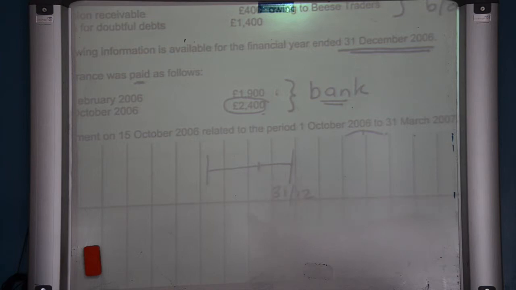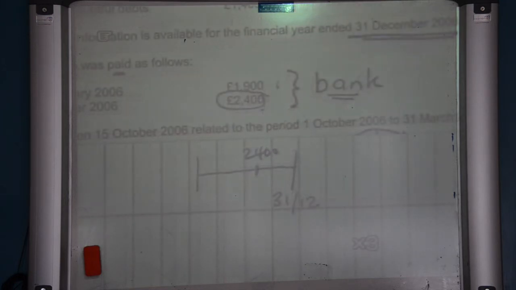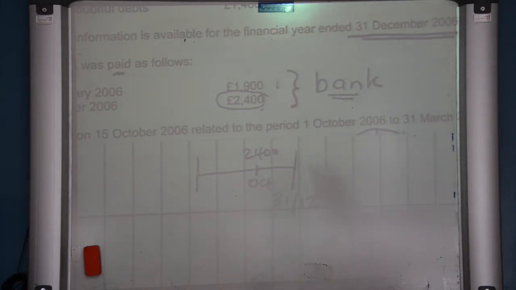October, there, I paid an amount of £2,400 for insurance. Now, the question told me that this insurance figure related to the period October the 1st through to March. Okay, now, this is the bit where you have to figure out how many months relate to next year. So how many months between the 1st of October and the 31st of December? Remember, use the finger method if you have to.